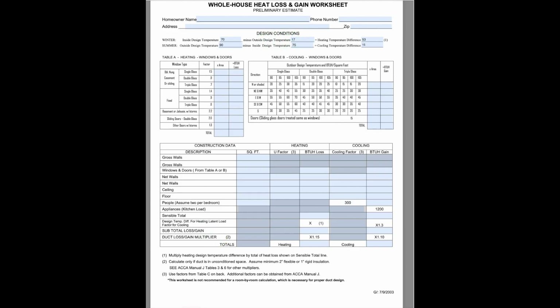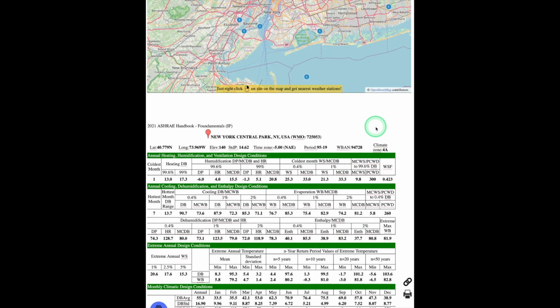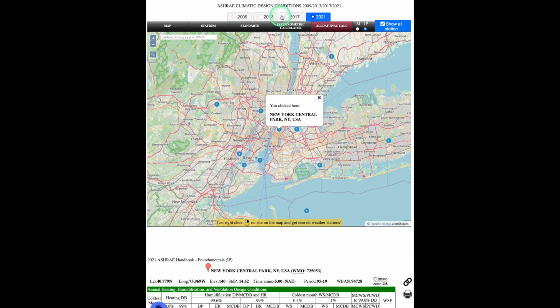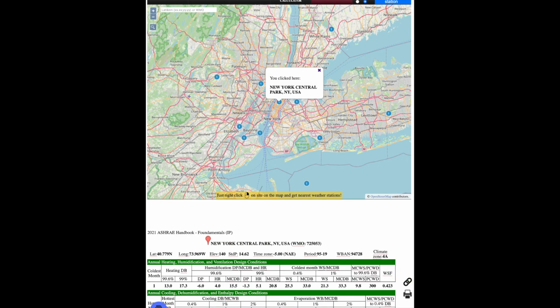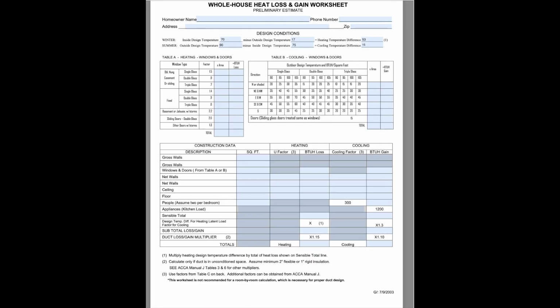to pull up your outside design temperature weather conditions. You have to use the ASHRAE climate design condition website, and that will give you your coldest month and the percentage of temperature for winter, and then your hottest month, it'll give you your cooling temperature for summer. So that is how you fill out the design conditions for the heat loss and gain worksheet.